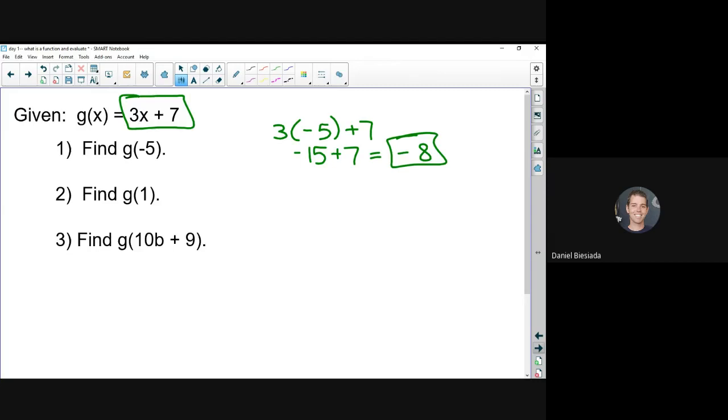For number 2, a very similar question. Find g of 1. Again, I'll take that 3x plus 7 and replace the x, in this case with a 1. 3 times 1 is 3. Add 7 for 10.